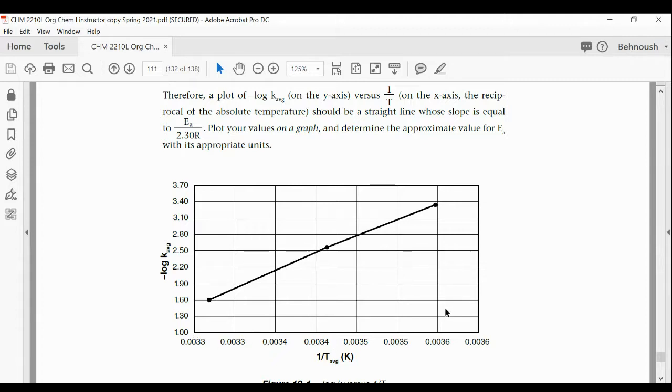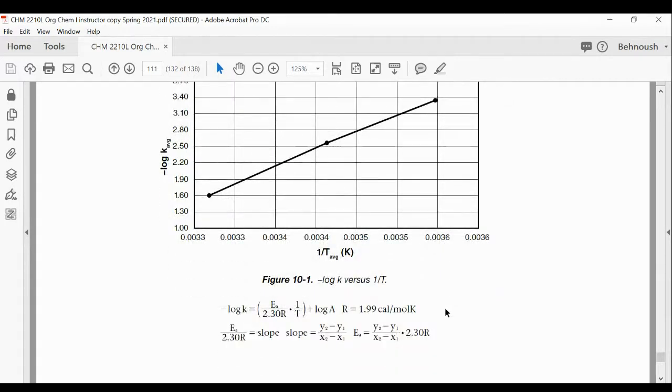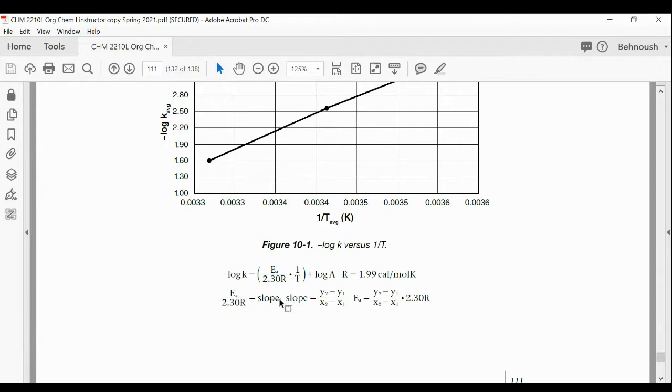Now, if you use a manual graph, the manual calculation is going to be rise over run. And if you are using Excel for your graph, then you can just look for statistics, and you find the slope for the graph. The slope of the graph equals this fraction here: activation energy over 2.3 times R, which is the universal gas constant. And from this equation, we can find the activation energy.